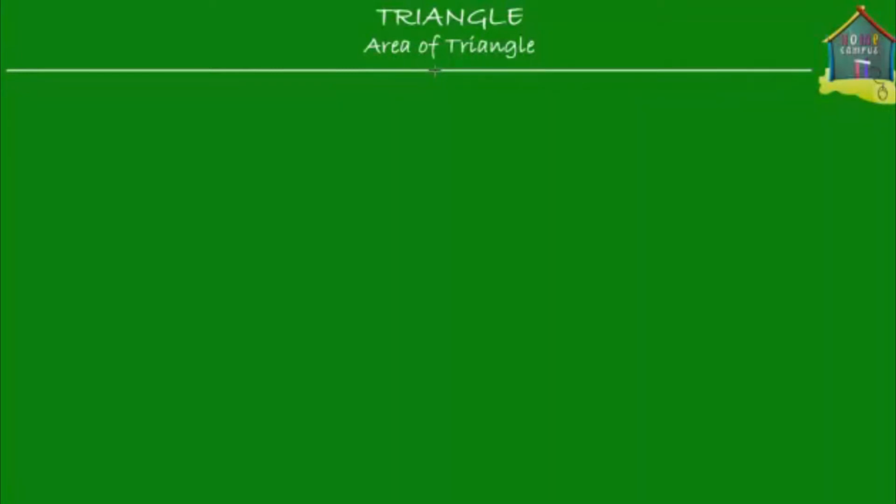Let's find out what the area of a triangle is. First of all, I'm going to make a rectangle here, and from that we'll derive the formula to find out the area of a triangle. So here is a rectangle. Let me call this rectangle A, B, C, D.